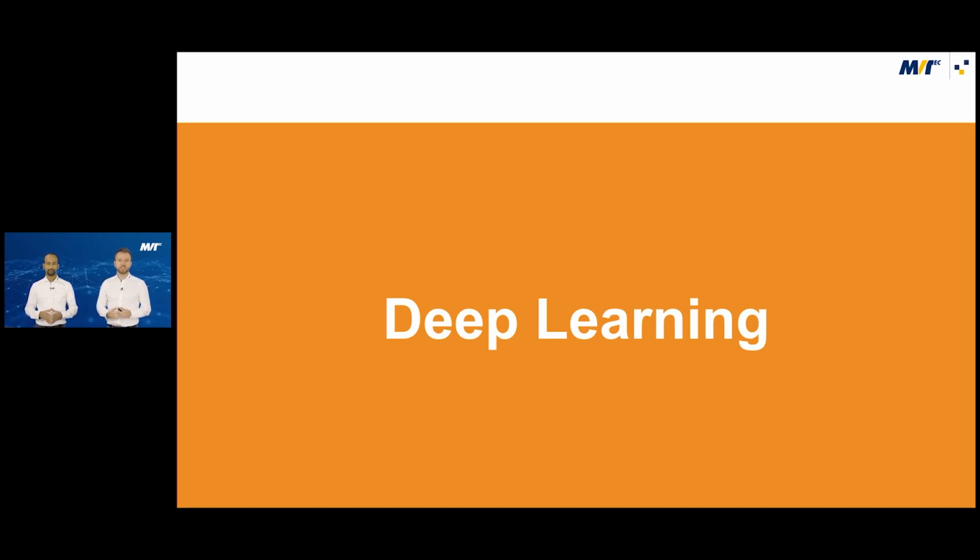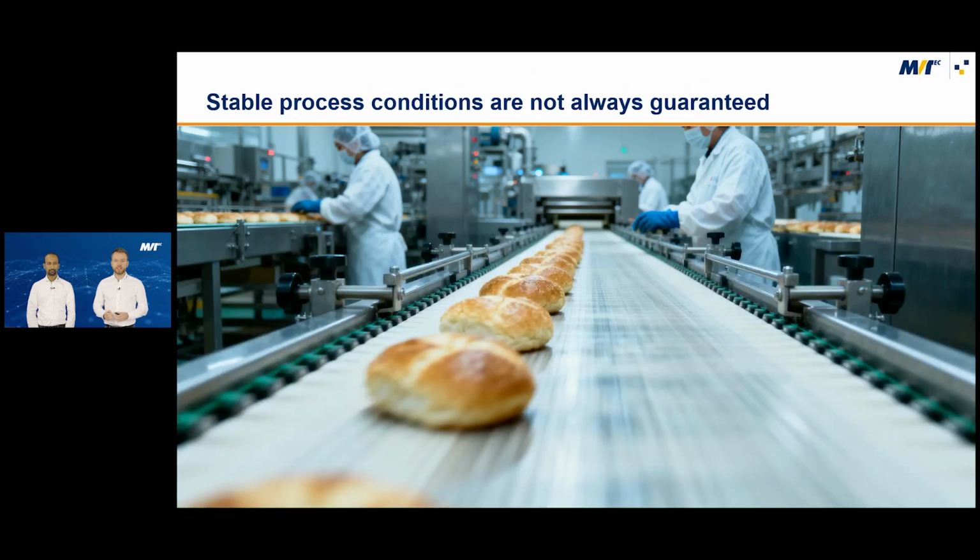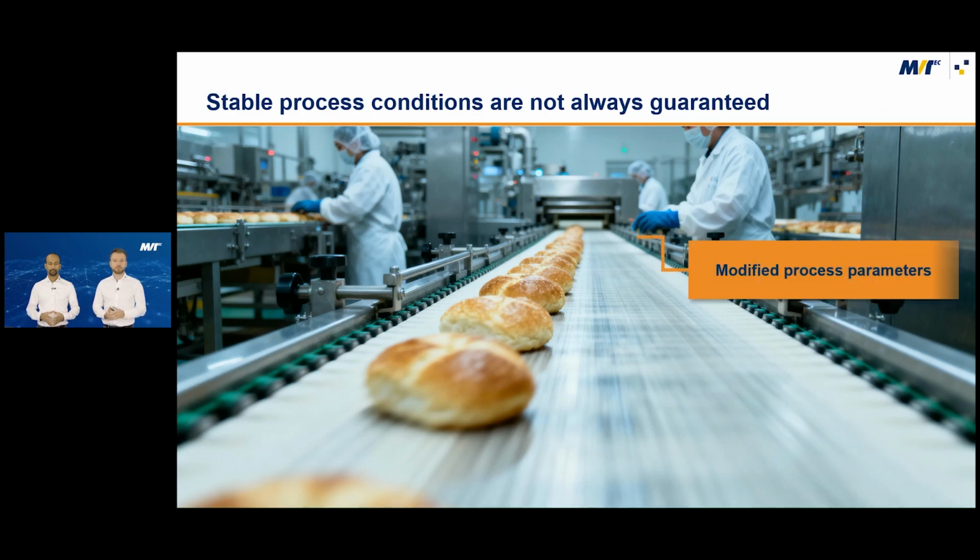This new technology, you have heard the name before, continual learning, is addressing a problem that our customers are facing really often on the factory floor. The problem is that stable process conditions are not always guaranteed. What does it mean? For example, you have your production line, and after a while, you realize that you have to modify several process parameters. For example, here we are producing bread rolls, and maybe you have to adjust the oven temperature because the bread roll that you produce at the end is not perfect.